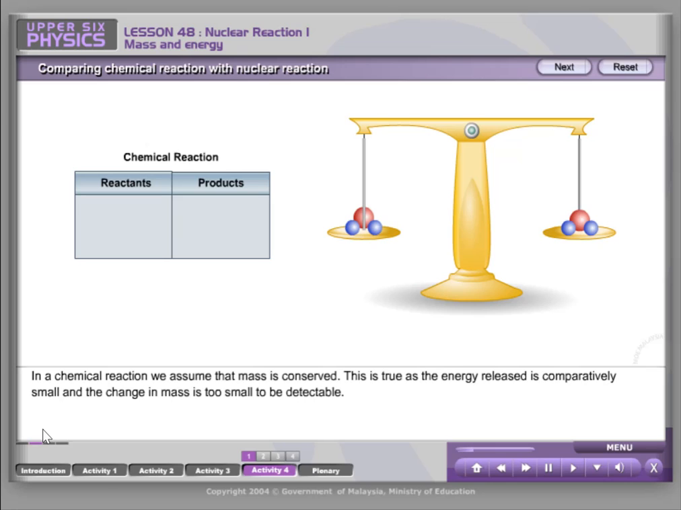In a chemical reaction, we assume that mass is conserved. This is true as the energy released is comparatively small and the change in mass is too small to be detectable.